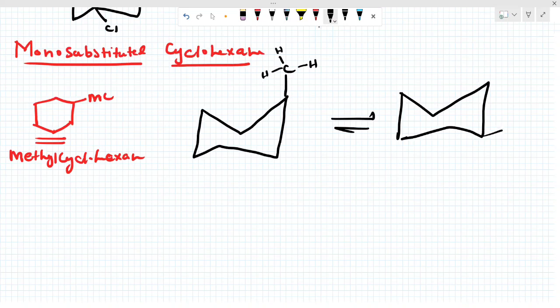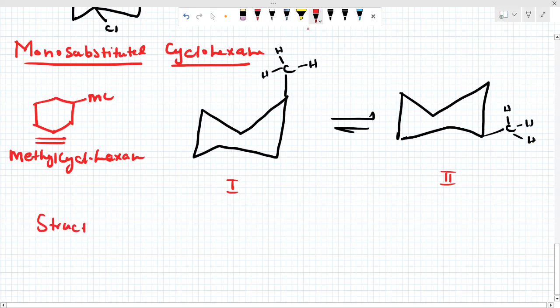Now this is the methyl group, and this is hydrogen. This is structure 1, and this is structure 2. Listen, in these structures, what does stability order mean? The second is more stable compared to the first. Why? What is the reason?